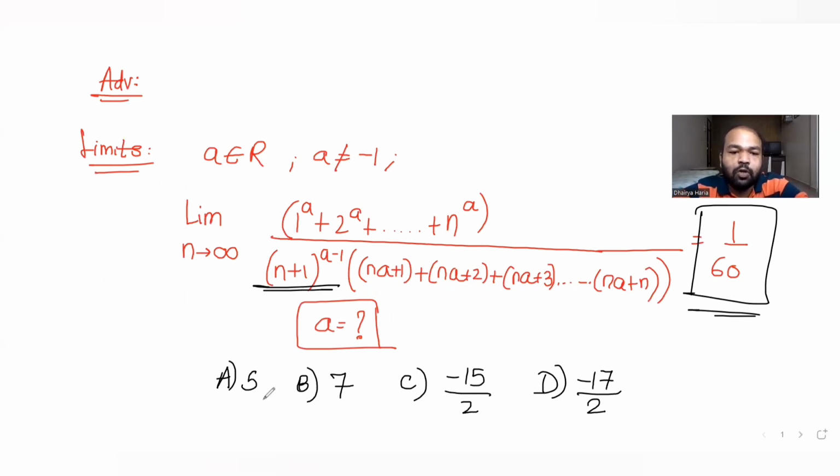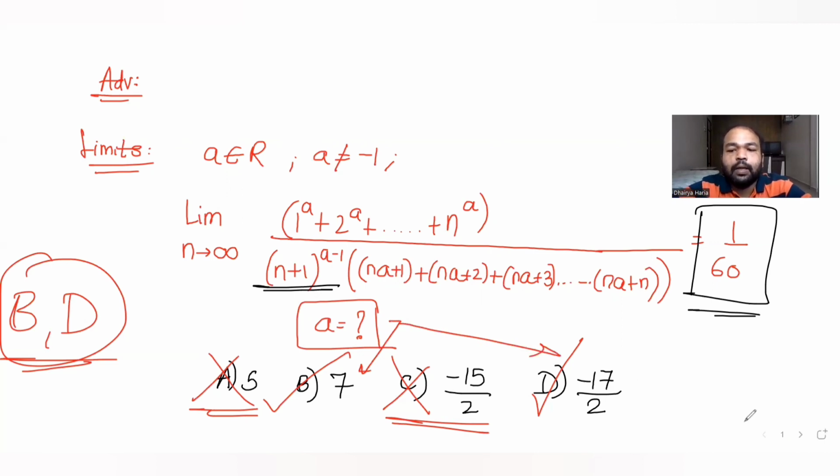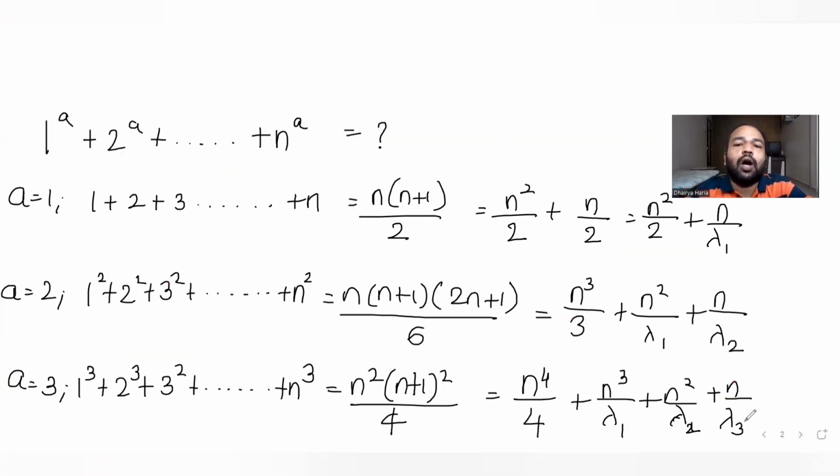7. So I get two correct answers for this question, that is B and D. So A and C are ruled out and we get two correct answers for this question, that is B and D, that can become the values of a. I hope you have understood how to solve this type of questions of limits where n tends to infinity.